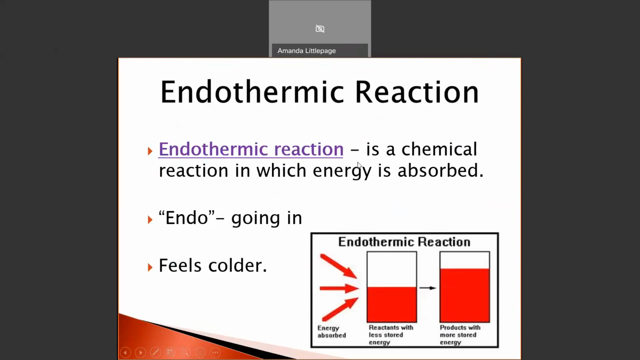So now that we've talked about those four factors, temperature, concentration, surface area, and catalyst, those are the four big things that affect reactions. Now let's do one more quick review on the difference between endo and exothermic.